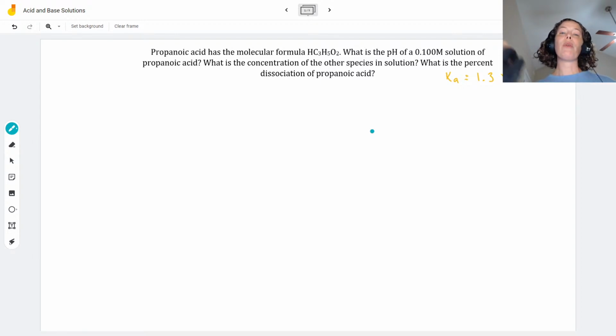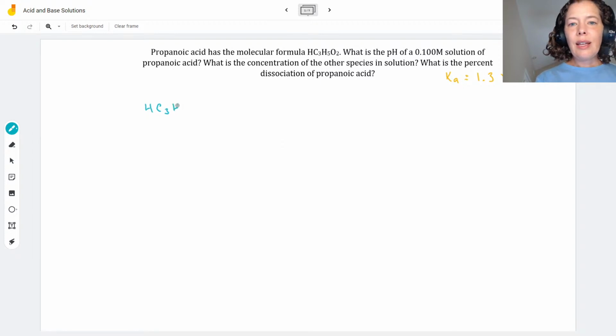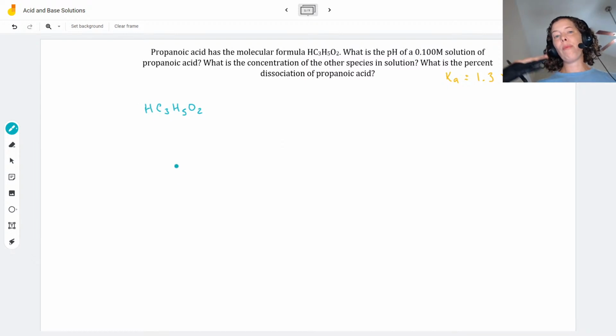So this is going to bring equilibrium into this problem because, again, we're dealing with a weak acid. So let's get our balanced chemical equation. So propanoic acid. And you might see this acid written different ways. You don't have to write it this way. I'm sure the authors chose to write it like this just because they put the acidic proton first, so you know which proton is going to dissociate when you put this in aqueous solution.